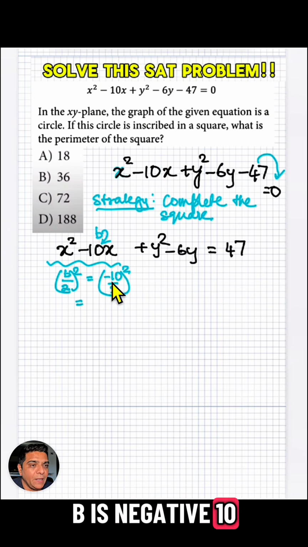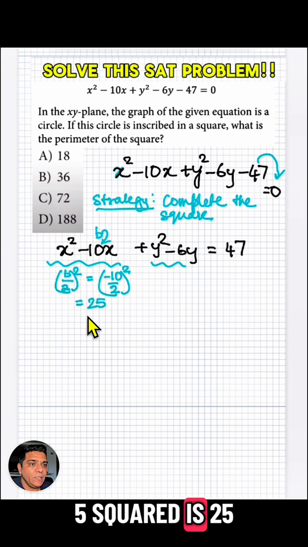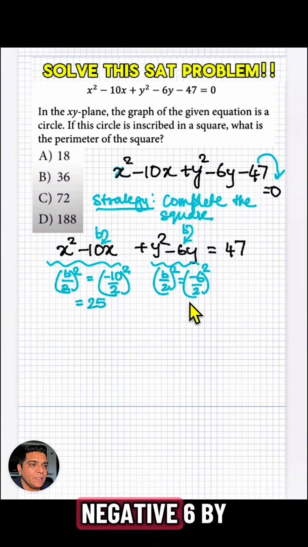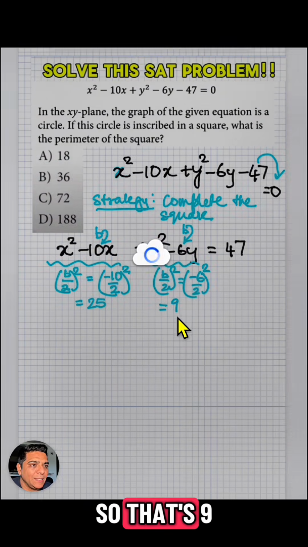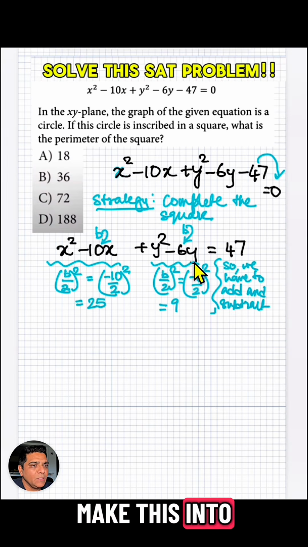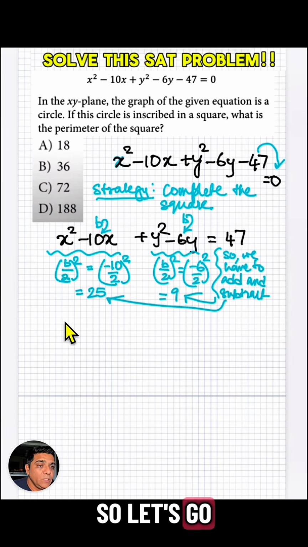In this case, b is negative 10. Negative 10 over 2 is negative 5. Negative 5 squared is 25. In the same way, for y squared, the b term is negative 6. So (b/2) squared is (negative 6 over 2) squared, so that's 9. So we have to add and subtract 9 in order to make this into a perfect square trinomial. So let's go ahead and do that in the next step.